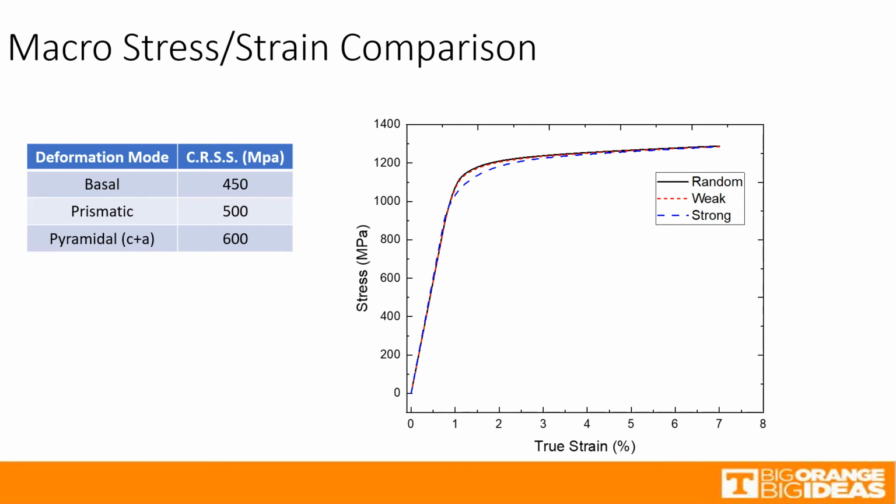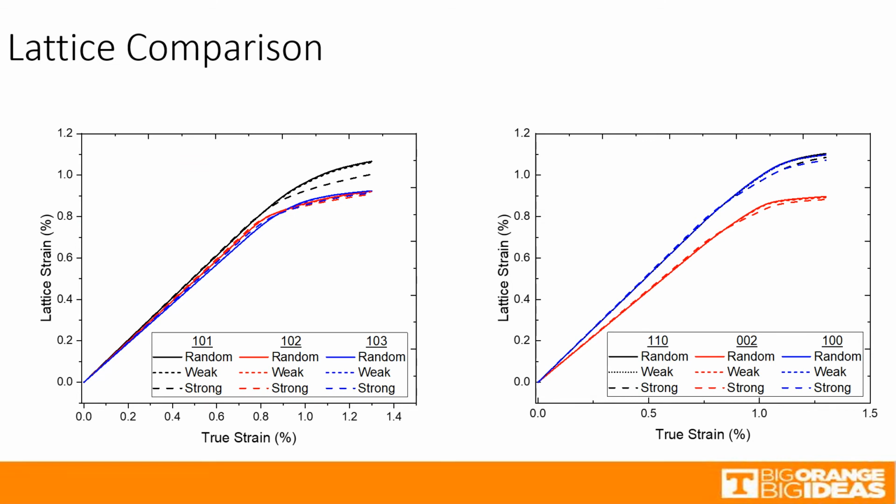Overall, they have very similar responses, but there is a notable difference in the yielding area. The strong texture has a shallower yielding curve than the weaker and random texture. Moving to the lattice comparisons, the overall trends match the trend of the macro curve. The elastic regions of each texture are nearly identical, but after yielding, the stronger texture varies from the weaker and random textures. Note that the 002 and 100 planes are modeled in this instance.